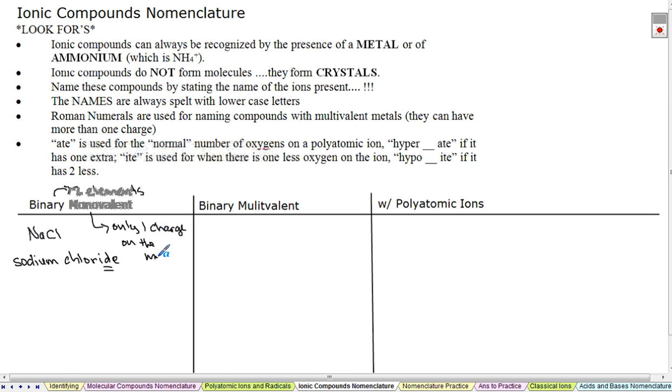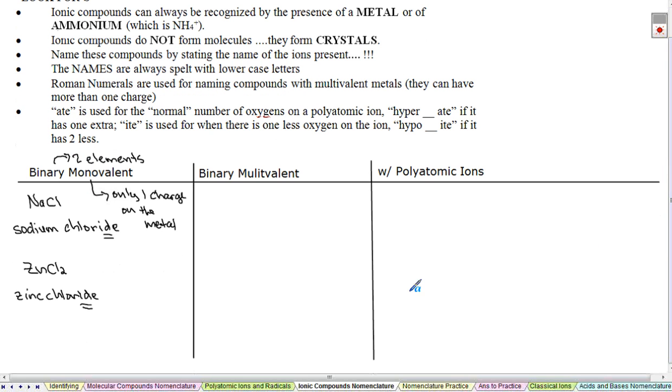And hence that makes it a binary monovalent compound. So something like zinc. If we have this, it's simply zinc chloride. Now we don't say it's zinc dichloride. We don't worry about the number of elements, because in this case zinc can only make a bond in the ratio of 1 to 2. Why might that be, you ask?